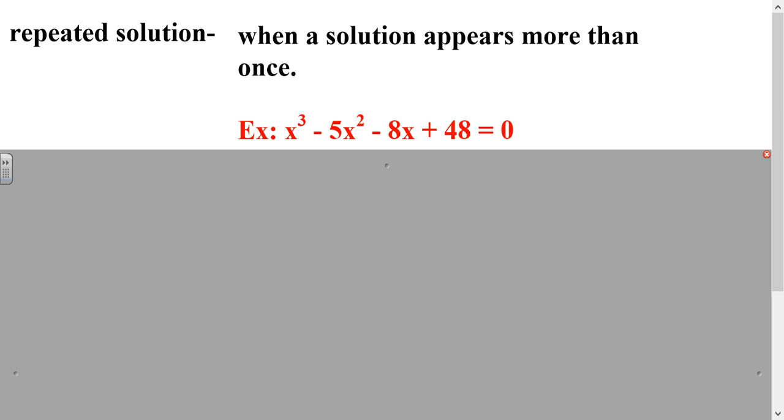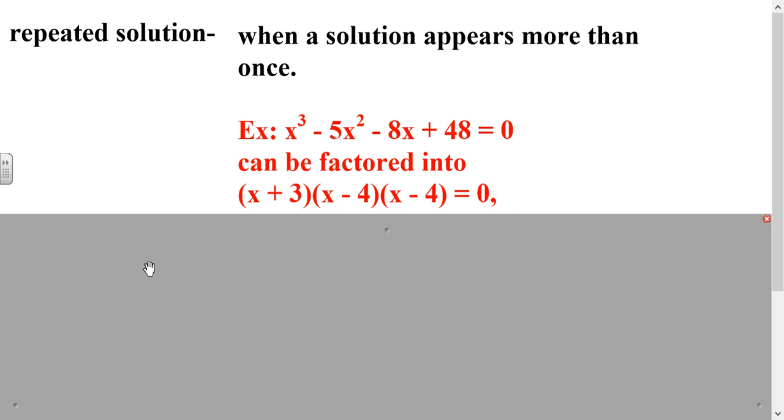So a repeated solution is when a solution appears more than once. So if we look at this function, x cubed minus 5x squared minus 8x plus 48 equals 0, I can factor that down. I can use synthetic division to find one of the factors and then keep factoring it, or I can use the graphing calculator to find one, or a picture of the graph, but I did all that work for you. So this actually factors down into x plus 3 times x minus 4 times x minus 4. So you can see that x minus 4 is on there twice.